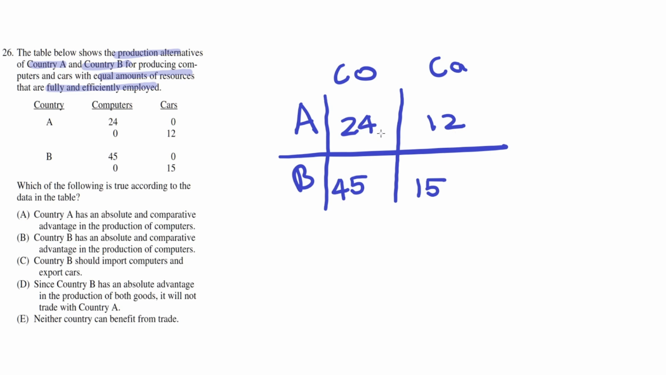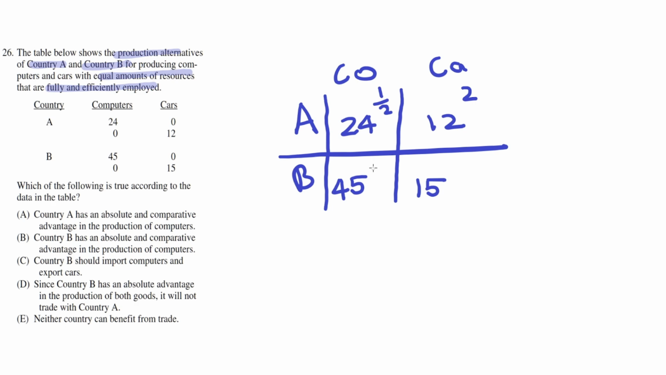But for comparative advantage, we have to use the formula of doing the other over the number. So for comparative advantage of computers, it's 12 over 24 or 1 over 2, meaning that to produce one computer, it takes half of a car for country A. And now the opposite for cars, which is 2 over 1, or just 2. So for every car made in country A, it takes 2 computers.